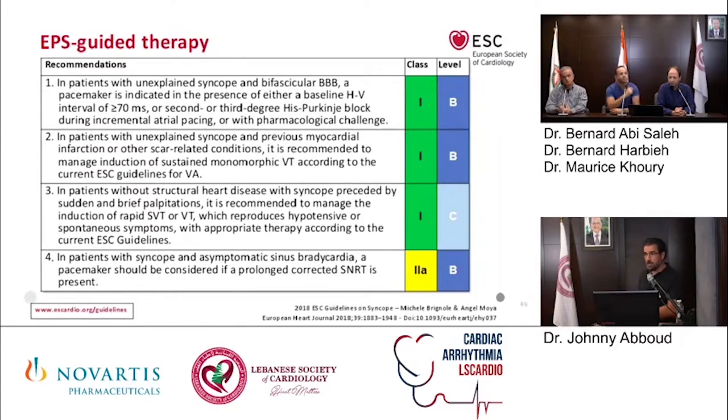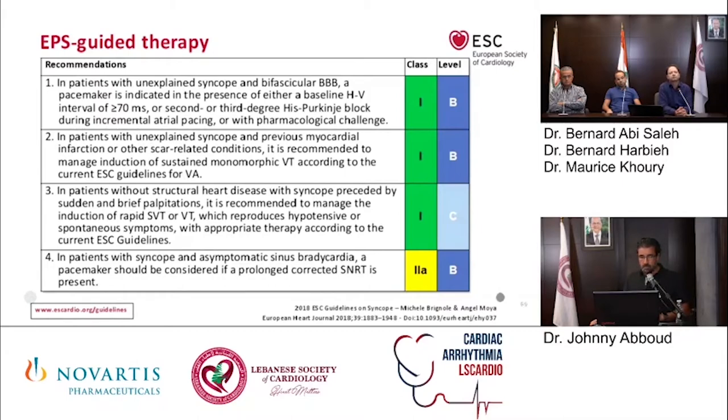Now, if you did the EP study, what is considered positive? In patients with unexplained syncope and bifascicular block, a pacemaker is indicated in the presence of either a baseline HV interval more than 70 milliseconds, or second or third degree His-Purkinje block during incremental atrial pacing or with pharmacological challenge. So in this condition, you implant. Also, in patients with unexplained syncope and previous myocardial infarction, it's recommended to be able to induce and document sustained monomorphic ventricular tachycardia. Also, in patients without structural heart disease with syncope preceded by sudden and brief palpitation, it's recommended to manage the induction of SVT or VT and treat appropriately according to the conditions, if it can be ablated, normal heart or abnormal heart.